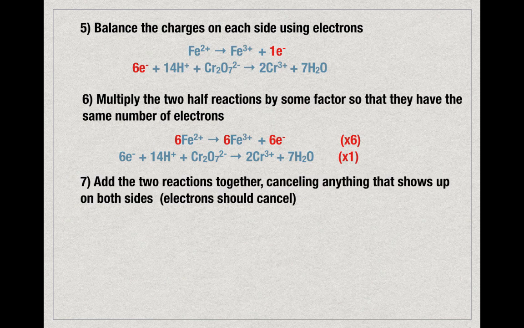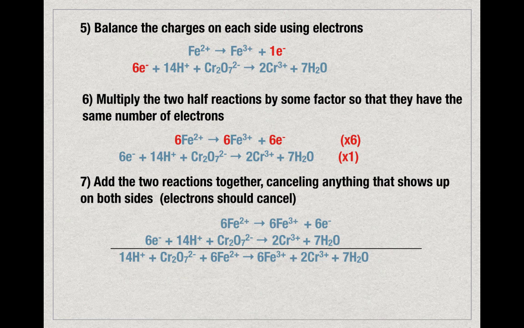Then I'll add the two reactions together, canceling anything that shows up on both sides. Your electrons should always cancel, and sometimes you'll get some other things canceling, particularly any of the H+ or the waters. We don't have that situation here, and we end up with our electrons canceling, and we get 14H+ plus Cr2O7 2- plus 6Fe2+ goes to 6Fe3+ plus 2Cr3+ plus 7 waters. You always want to go back through and verify that all of the atoms and all of the total charges balance out.